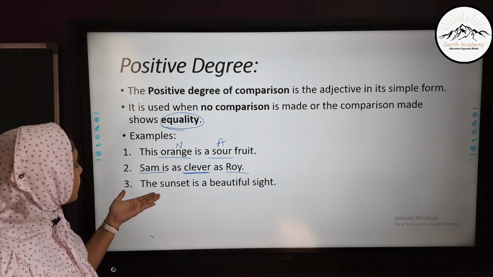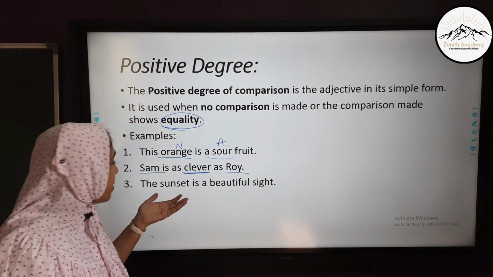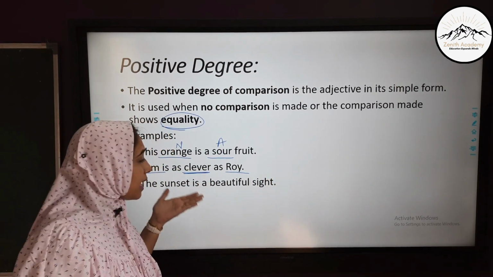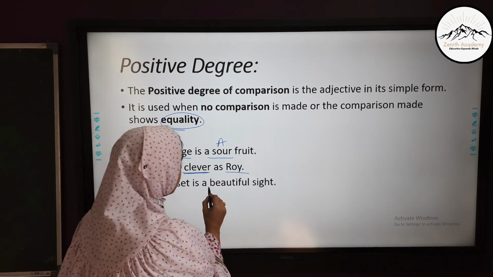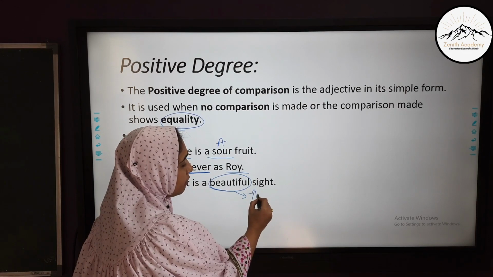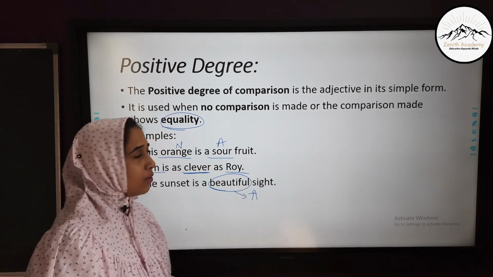See the third example. The sunset is a beautiful sight. We are not comparing the sunset with sunrise or something like that. We are just describing the sunset, and the sunset is a beautiful sight. So beautiful becomes the adjective which is in the positive degree, the simplest form of the adjective.